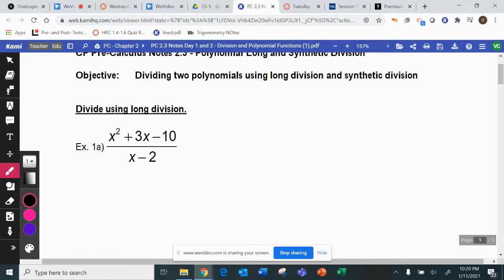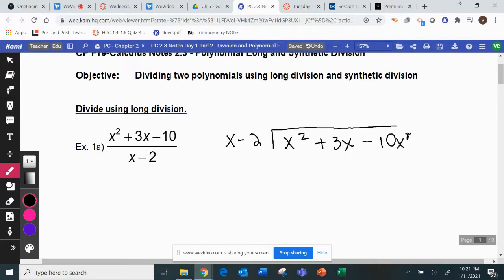We are going to divide example 1a using long division. The first thing we're going to do is rewrite the x minus 2 on the outside of the division bar, with x squared plus 3x minus 10 inside. While we are writing these polynomials down, we always want to make sure that we aren't skipping any powers of x in our terms. So we've got x to the second, x to the first, and then this is like x to the zero, which is one, so we don't have to write it. But we don't want to ever skip any powers.